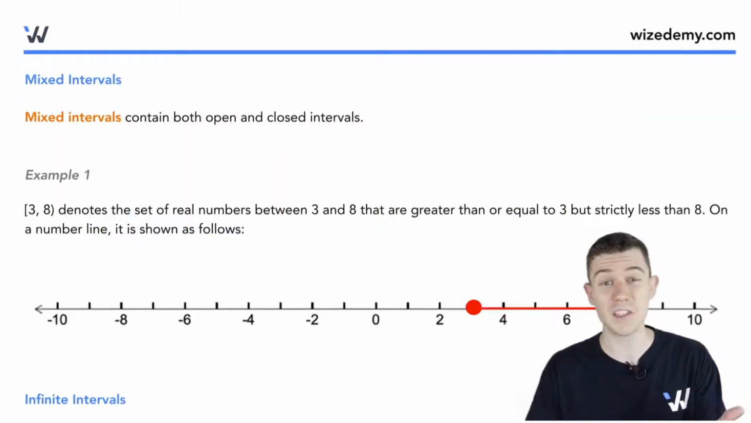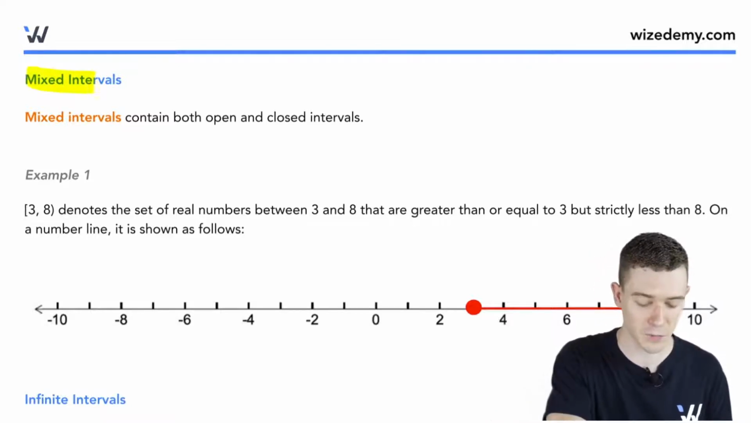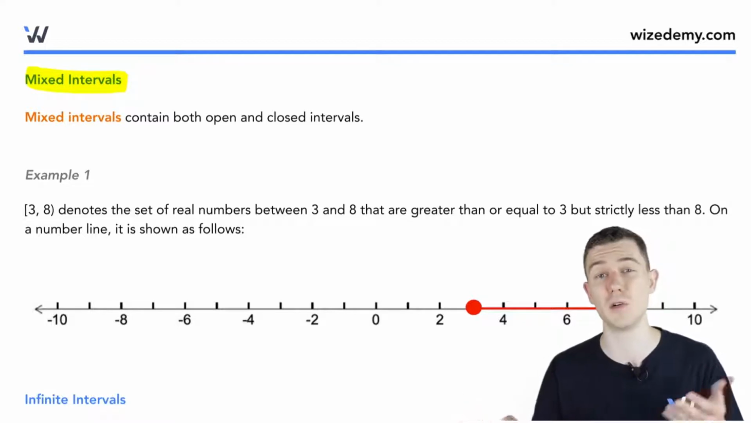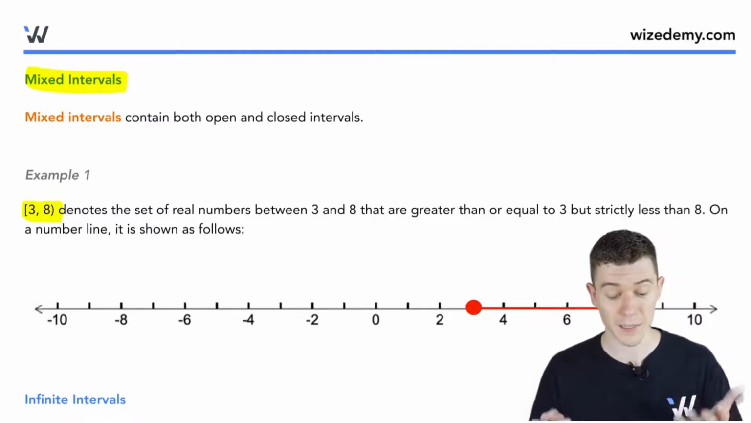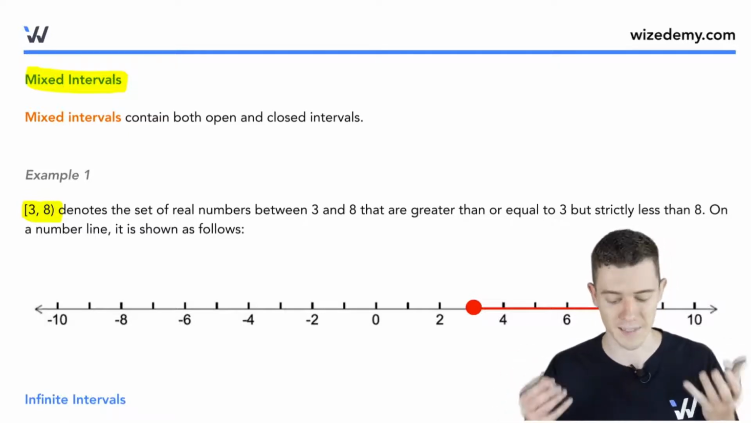As you may have guessed, you can have open and closed intervals, or you might think of them as mixed intervals or semi-open intervals. This is where one endpoint is closed and the other is open. Take a look at this interval, bracket 3, 8 parenthesis. This is the interval 3 to 8, where 3 is included, but 8 is not.